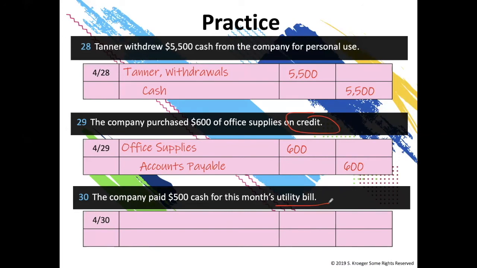That's what the cash is going towards. Now, we don't just write utility bill down here. What is it? It's an expense. It's a monthly expense that we have. So we'll call this utilities expense. And remember, all expenses have debit balances. We have utilities expense, $500 debit, and then we have cash, a $500 credit.